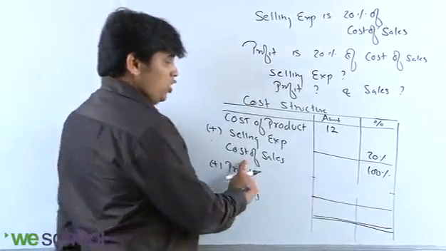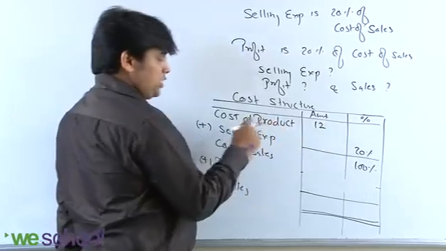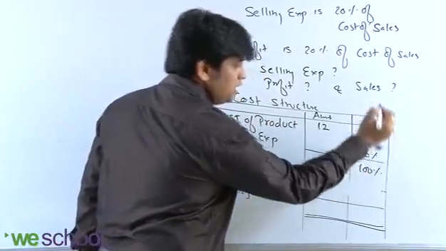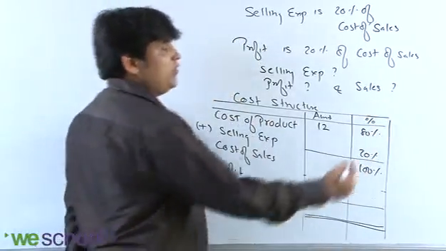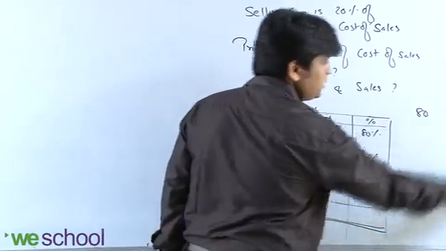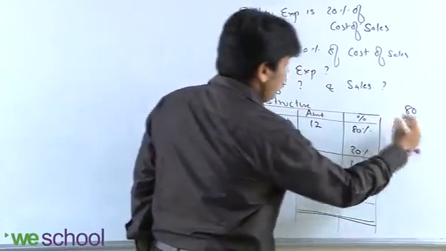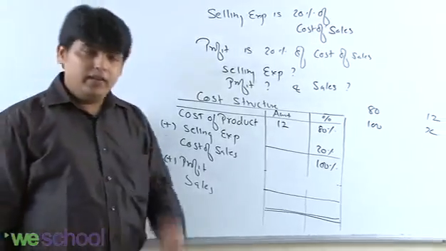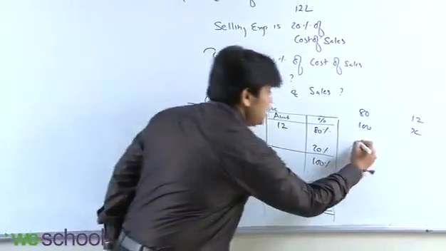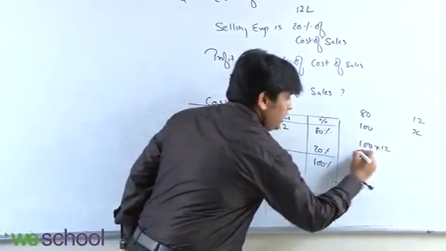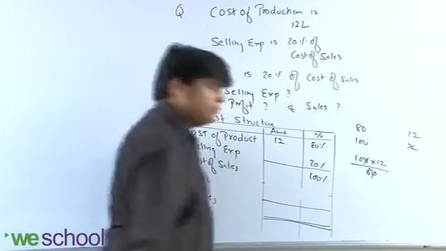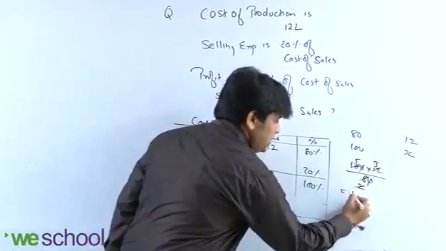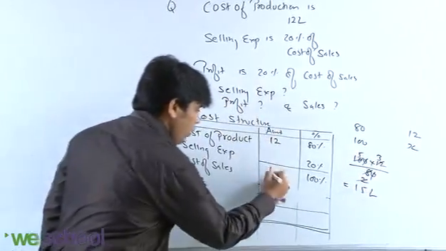Now see, this cost of sales is 100%. By adding cost of production plus selling expense, we get cost of sales. And selling expense is 20%, so cost of production will be 80%. Now it will become very simple. If 80% is 12 lakhs, what is your 100%? So 100 into 12 divided by 80. So the answer is 15 lakhs. So I got 15 lakhs.